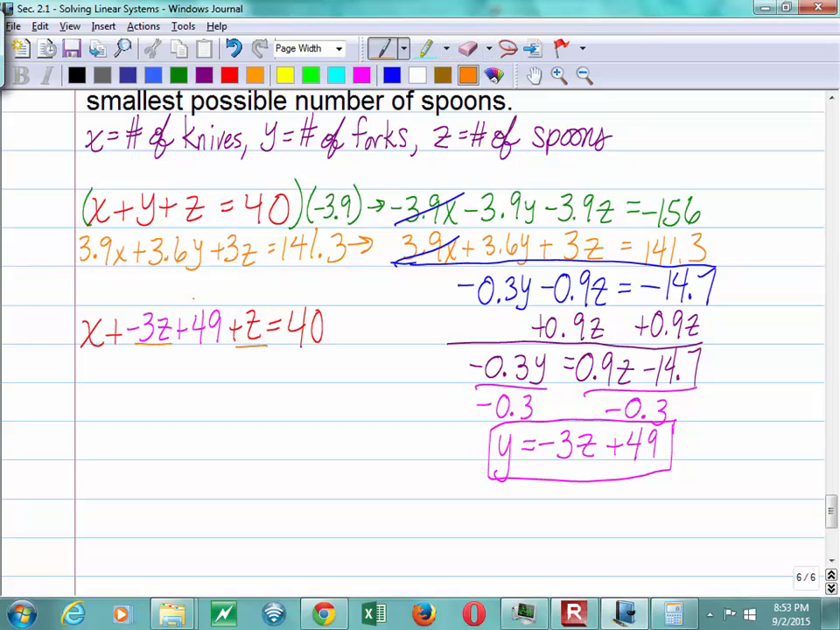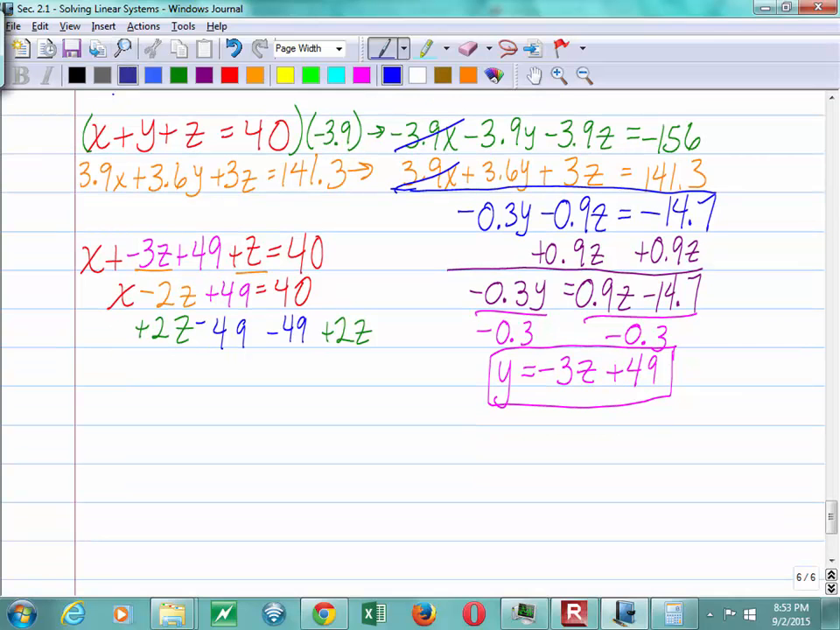Okay, now I'm going to solve for x. So negative 3z plus z gives me negative 2z. So I have x minus 2z plus 49 equals 40. And I'm trying to get x by itself, so I'm going to add 2z to both sides. And I'm also going to subtract 49 from both sides. So that's going to give me x equals negative 9 plus 2z. So now I have x in terms of z.